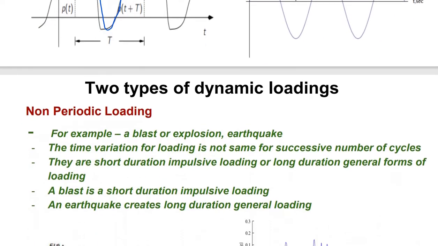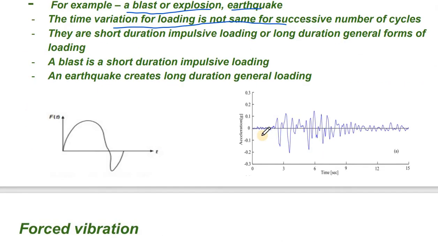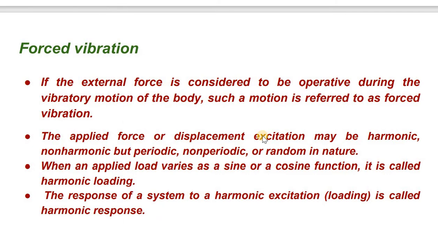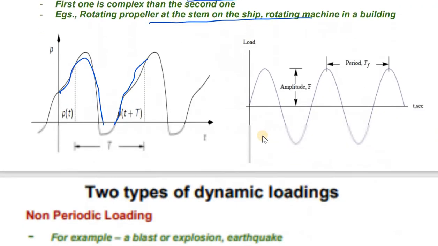Okay. And then the next type is non-periodic, that is, a blast, an explosion or an earthquake. That is, the time variation of the load is not the same for successive cycles. Here you can see the loading is very small, then it is increasing, then it is decreasing. So a basic example is an earthquake, a blast or an explosion. That is an example of non-periodic loading. So in forced vibration, two types of loading are there: one is periodic and another is non-periodic.